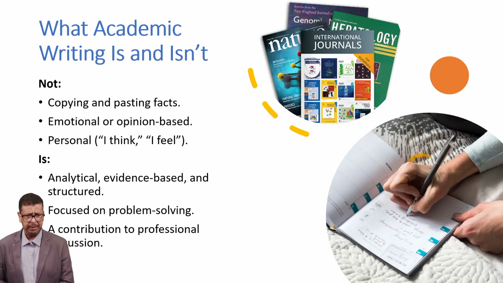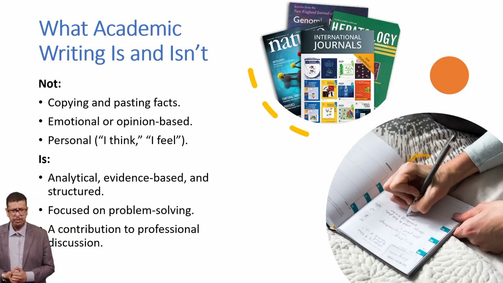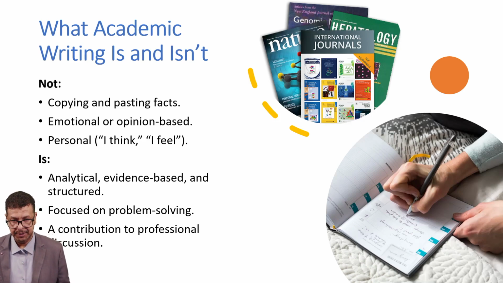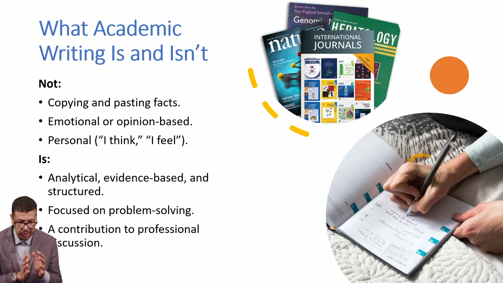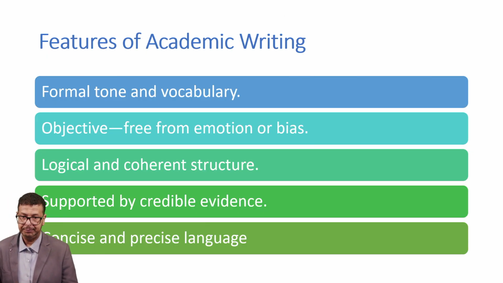So what is academic writing? It is not copy-paste of what is available in the literature. It's not emotional or opinion-based. It's not personal. We rarely use I think or I feel, unless we are writing a reflection. It is analytical, evidence-based, and structured writing, focusing on problem solving and contribution to the professional discussion in the literature. And this gives a specific shape to academic writing in medical education.